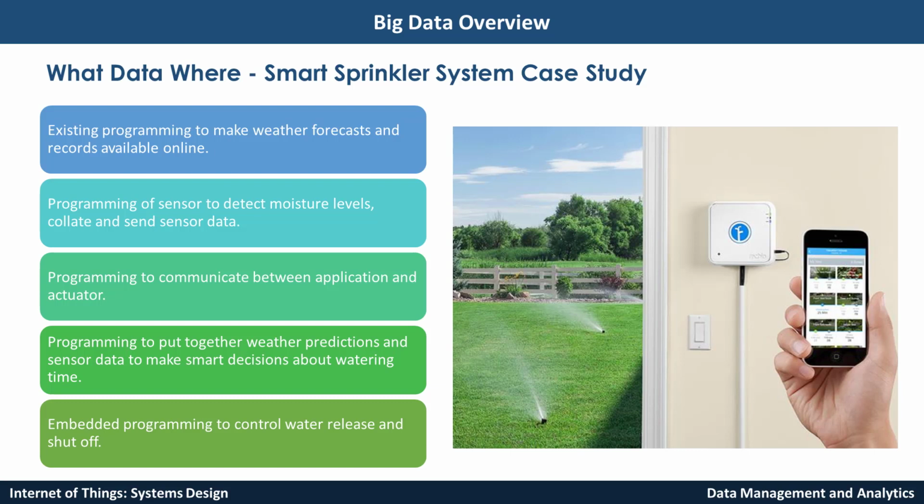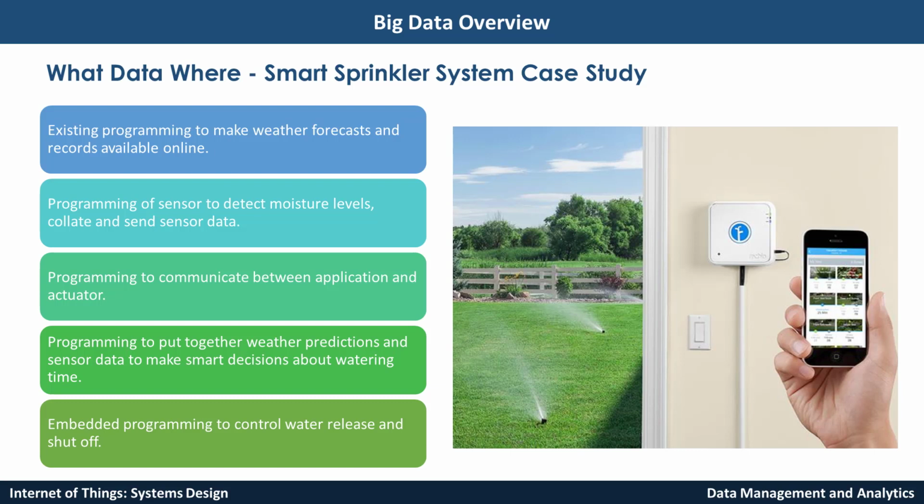Let us now explore a use case scenario related to a smart sprinkler system to find out what kind of programming we need to do to develop an IoT system. With regards to a smart sprinkler system, one of the first tasks you need to do is find out the weather forecast and find a way to access it, because the weather forecast allows you to determine whether to switch on the sprinkler or not at a given point of time.